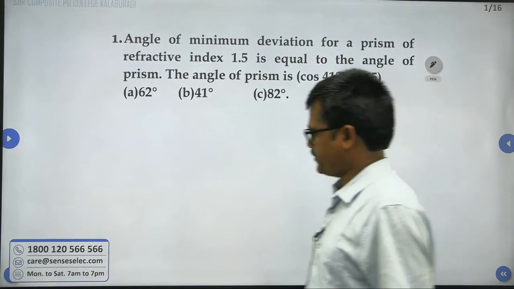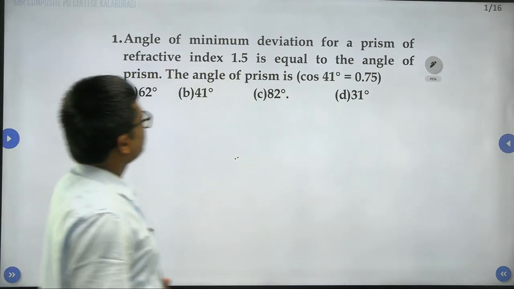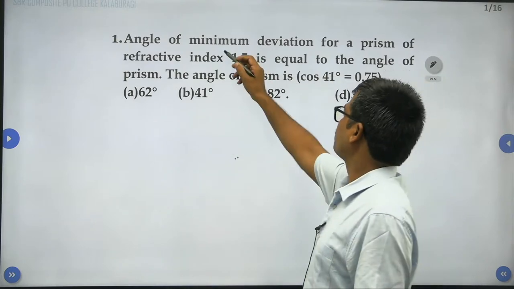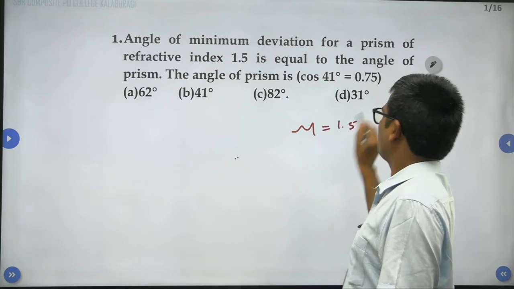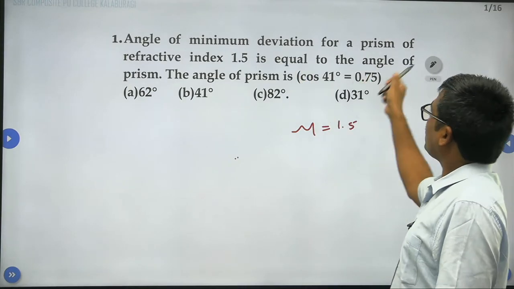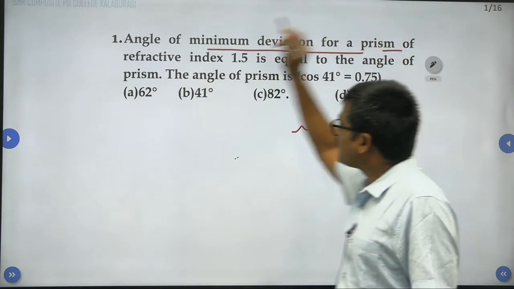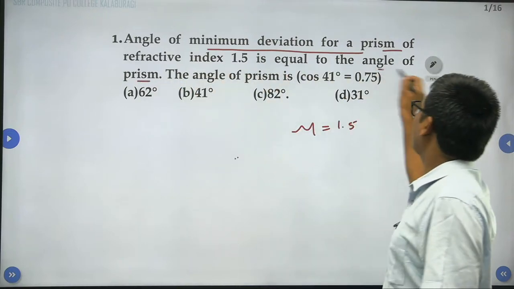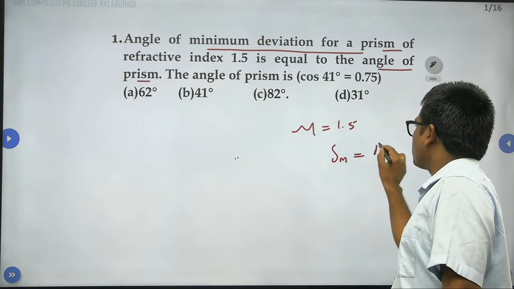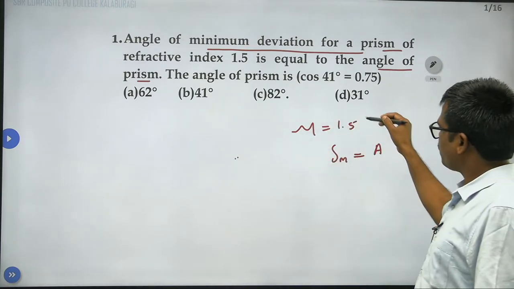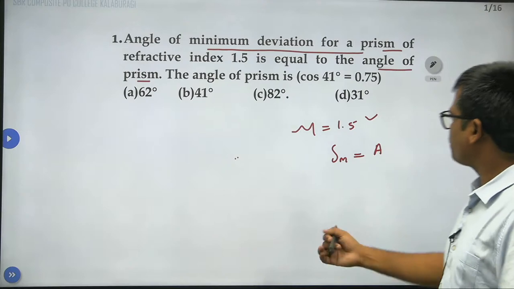Okay, see here. In this question, the angle of minimum deviation for the prism of refractive index, what is the refractive index of the prism given? 1.5. Equal to the angle of the prism. The angle of minimum deviation for the prism is equal to the angle of prism whose refractive index is 1.5. They're asking the angle of prism only.